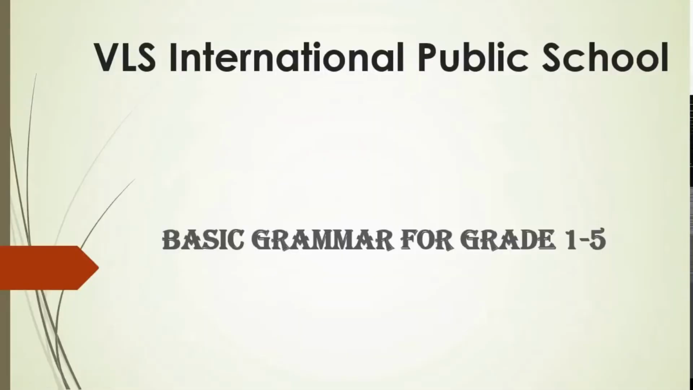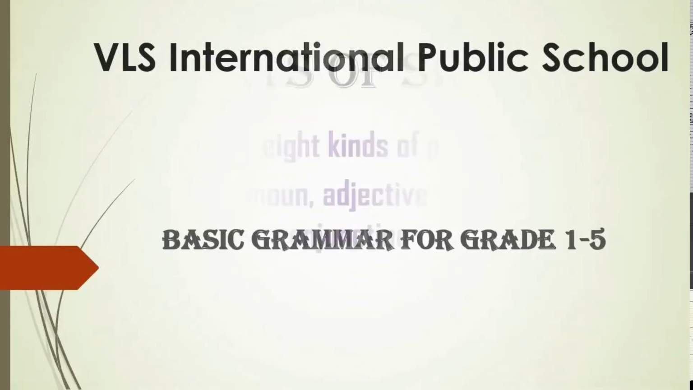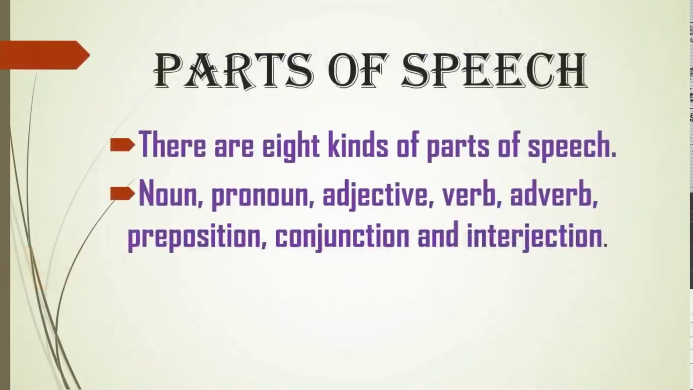Today in basic grammar for grade 1 to 5, we will be talking about parts of speech, which is very common in grammar class. So let's see. Your body is made up of different parts, right? You have hands, eyes, nose, ears, belly, legs. So together it makes up your body. It makes one single body.